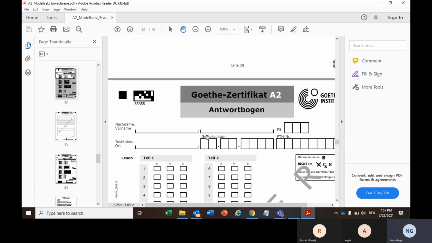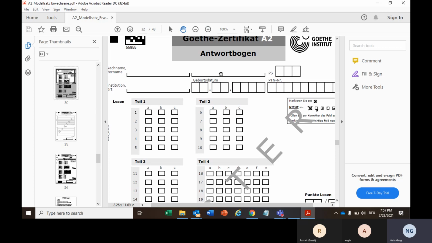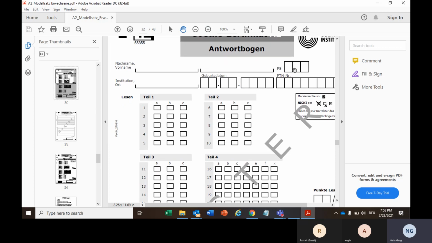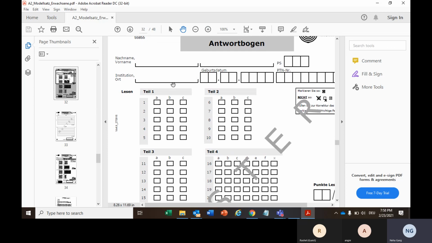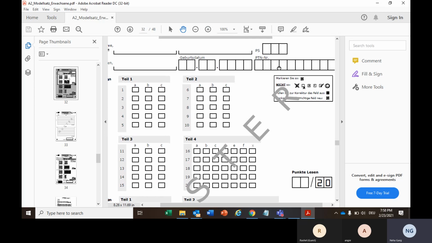So here, Sie schreiben Ihren Nachname und Vorname. In Germany, people first write their last name and then their first name. Also Nachname und dann Vorname. Your last name, comma, your first name. And then this PS, I think this is the number which you will get in your entry ticket or somewhere, then your institute and the place, the institution where you are writing the exam and the place, and then your date of birth. I think this is something the teacher will give you in the class, or you will have it in the entry ticket which you will get.